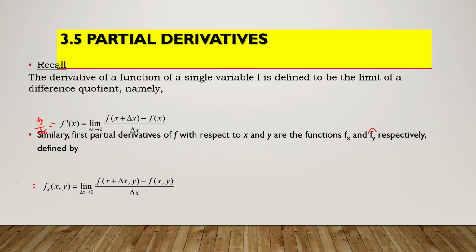With similar notation, we have the function of x and y. Another notation for fx is del f del x. It's the limit of f(x + delta x, y), where y is constant, minus f(x, y), divided by delta x. For fy, another notation is del f del y. It's the limit where now x is constant: f(x, y + delta y) minus f(x, y), divided by delta y, as delta y approaches 0.